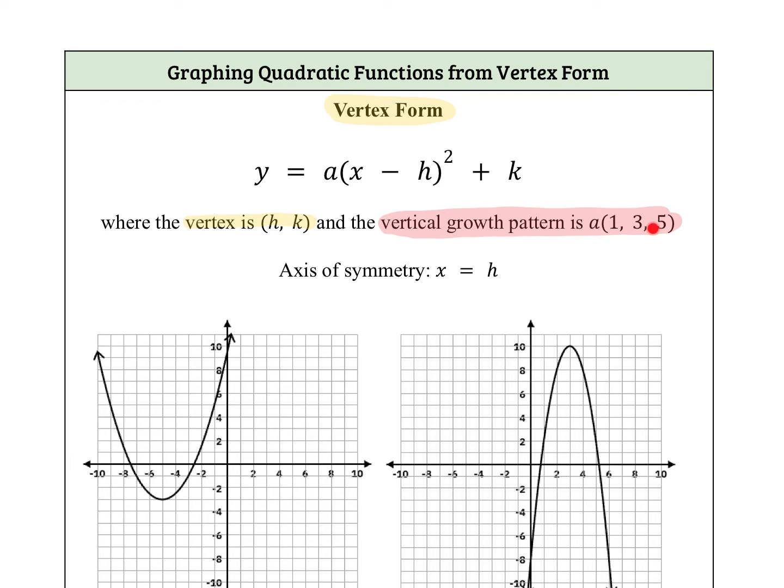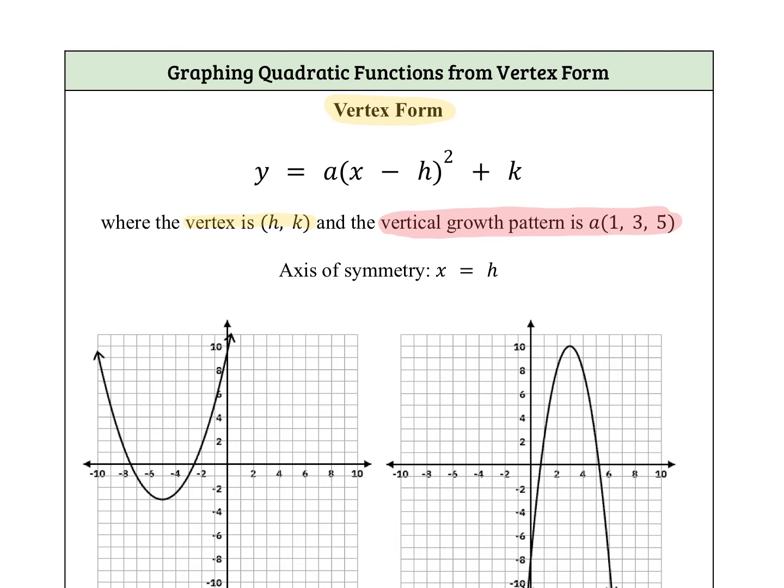Now you can simply adjust this vertical growth pattern according to this a value by multiplying the 1, 3, 5 by that a value. And that will apply the stretch or shrink, and if there's a negative, you can do that as well to apply the reflection.